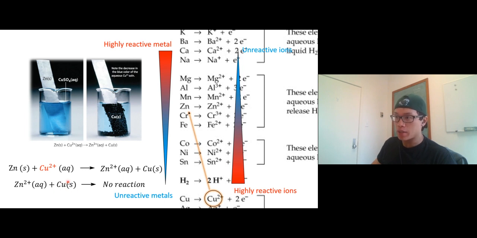Now if you reverse the roles, we have a solid copper metal dipped into a zinc solution. The oxidizing agent in this case will be zinc. Now find the zinc ion for me. Where's the zinc ion? It's right there. Zinc ion can react with any metal above zinc ion. Is copper metal above zinc 2 plus?